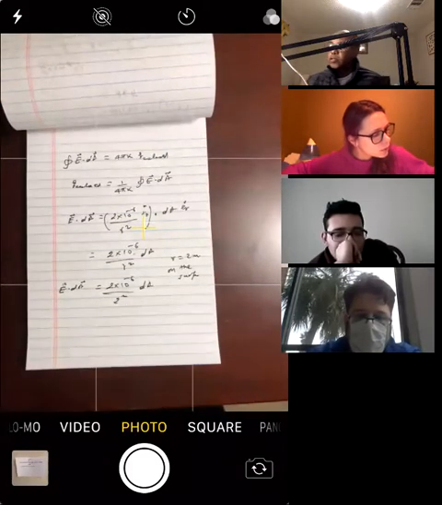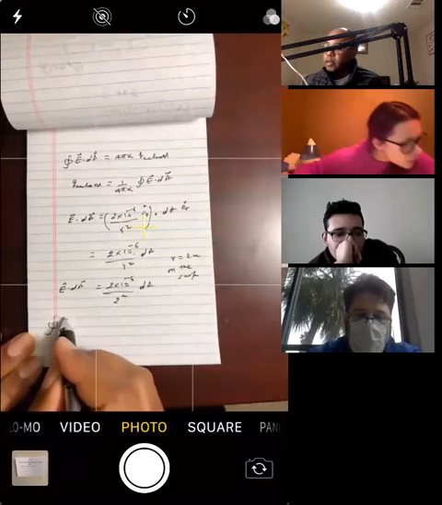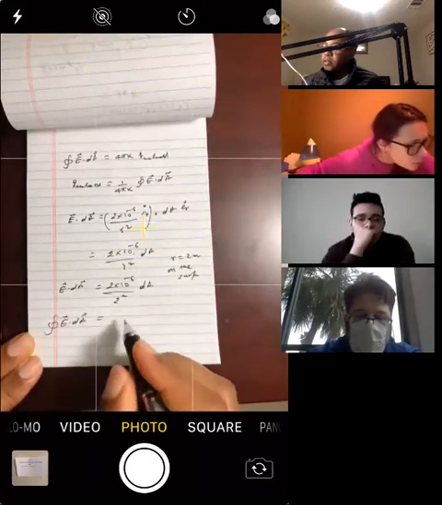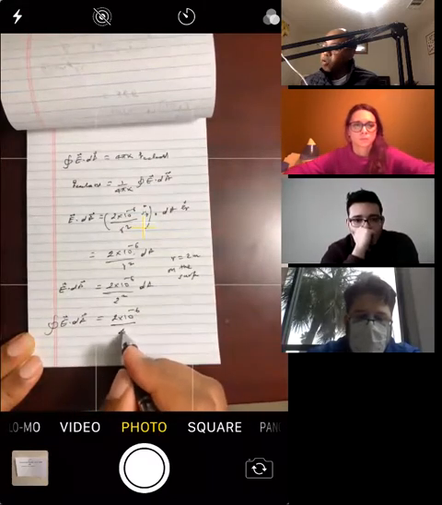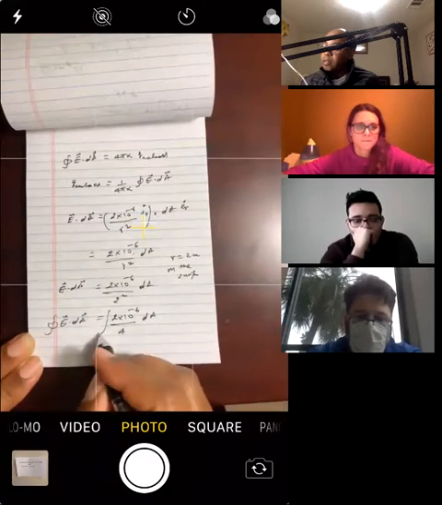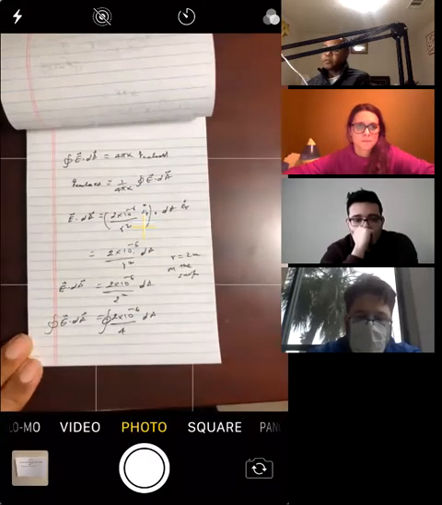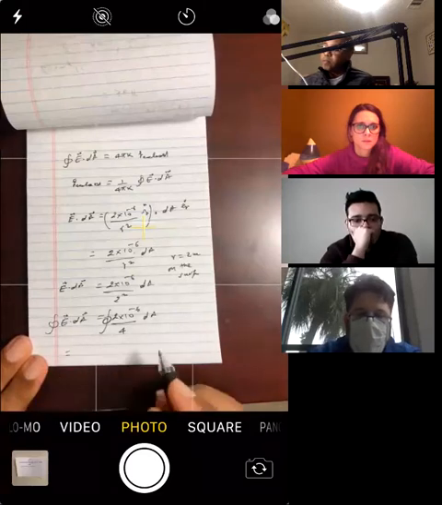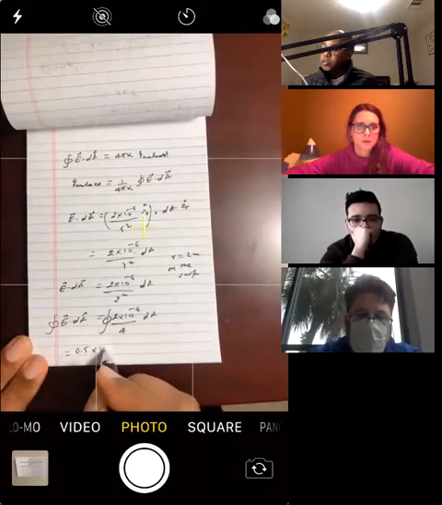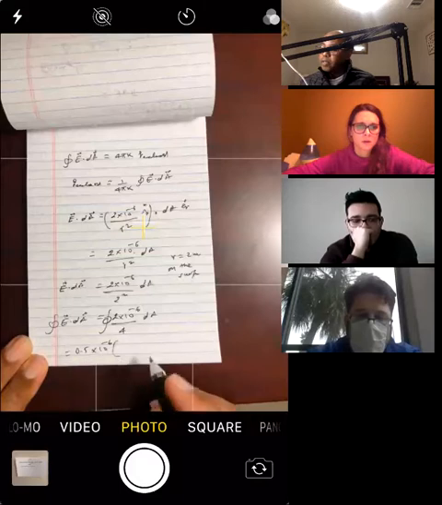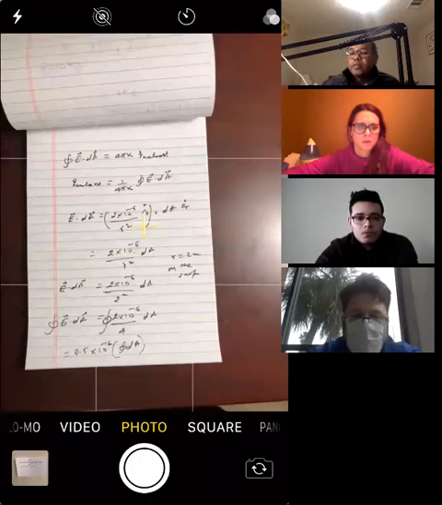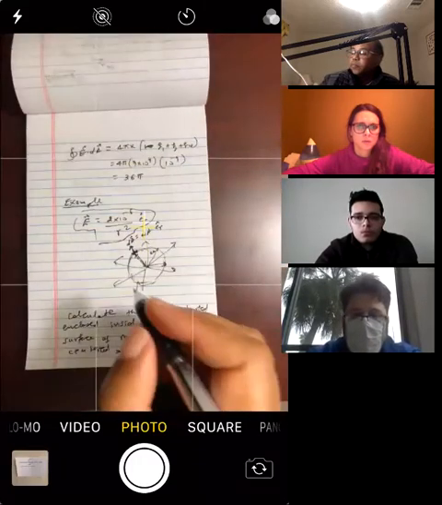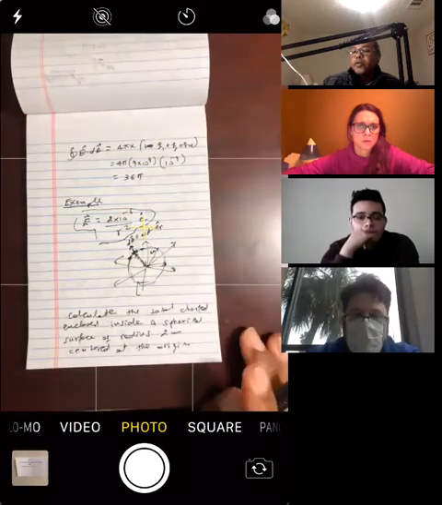Now let's do the integral. This integral of E dot dA over here is 2 times 10 to the power negative 6 divided by 4 times the integral of dA over the surface. So this is 0.5 times 10 to the power negative 6. And then you've got the integral of dA. What do you get if you integrate dA over the entire surface? If you add all the small area elements, what do you get? You get the surface area, right?